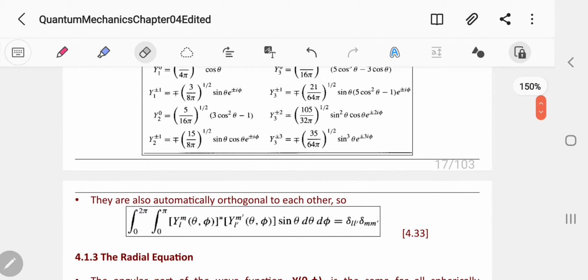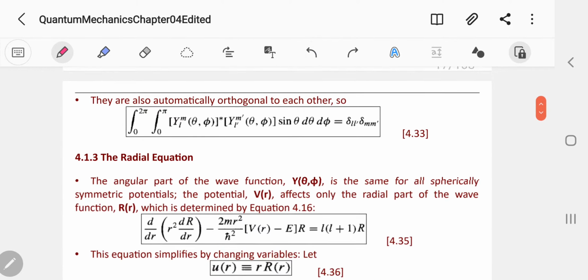And the spherical harmonics are orthonormal to each other, giving us this orthonormalization condition here. This is the conjugate part and the original part integrated with respect to d theta and d phi. It's just equal to Kronecker delta L prime and Kronecker delta M prime.